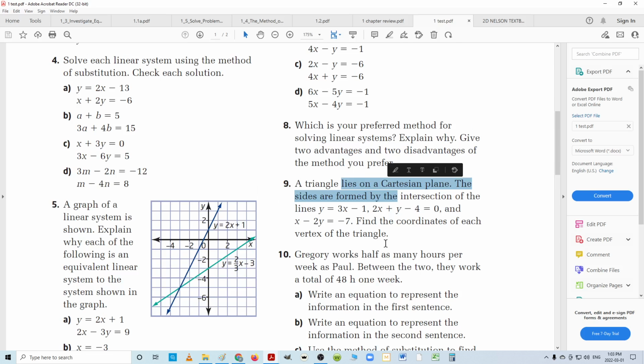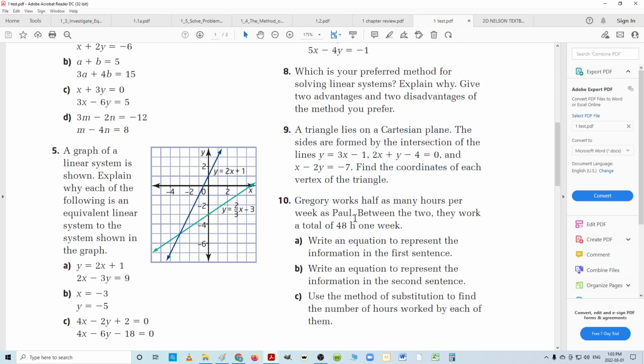Triangle lies on Cartesian. Okay, well, stuff like this, if your teacher assigns it, I just find this kind of stupid. So you'd have to find where these lines cross and these lines cross, find the coordinate of the vertex of the triangle. Greg works half as many hours as Paul.